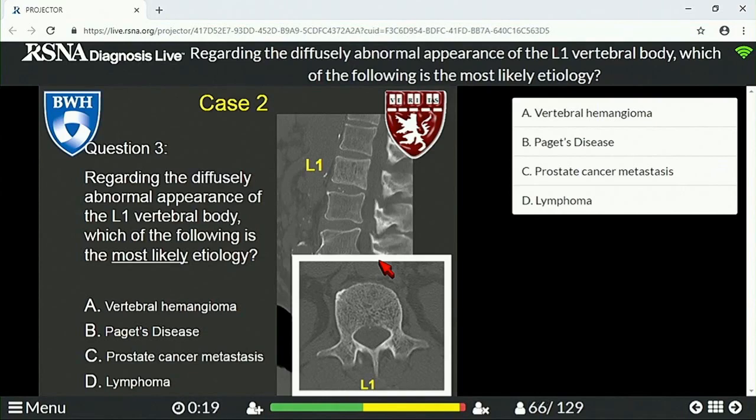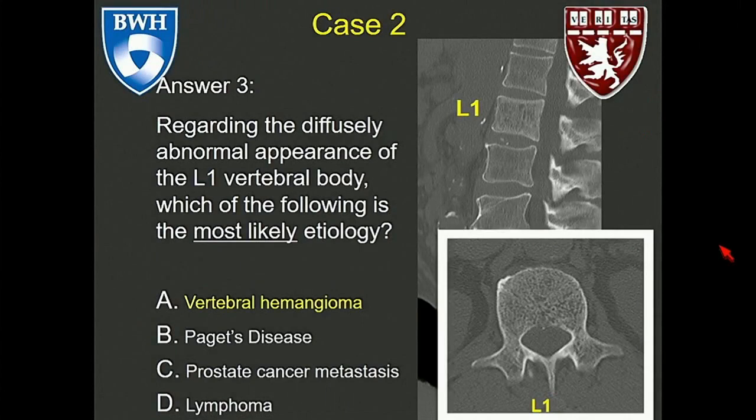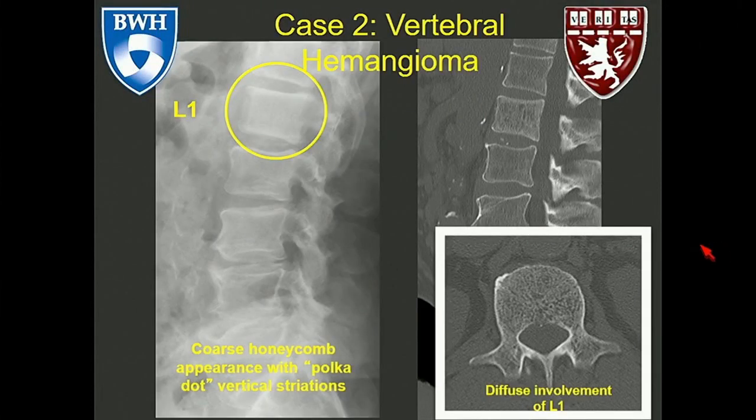So for those of you with test-taking skills, you know you have a 75% chance of getting this right. Great. Excellent. Perfect. The majority wins, so vertebral hemangioma. So that is the correct answer in this particular case. This is an example of vertebral hemangioma presenting as an ivory vertebra.